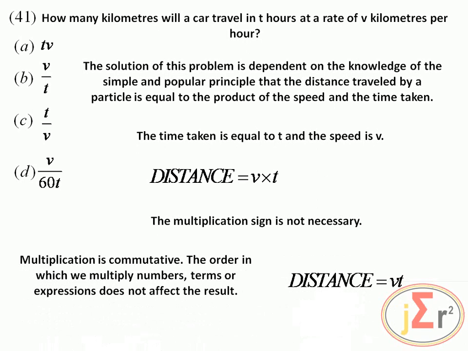Multiplication is commutative. The order in which we multiply numbers, terms, or expressions does not matter, and therefore does not affect the result. So tv is equal to vt. It doesn't matter. The correct answer is option A.